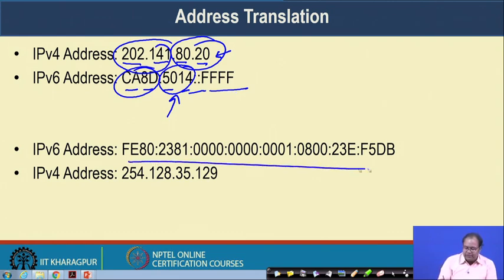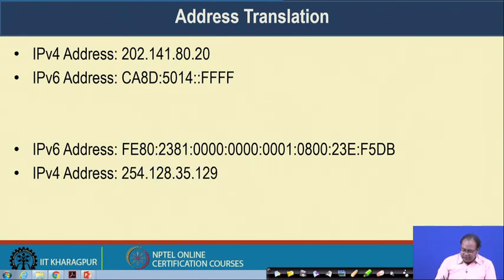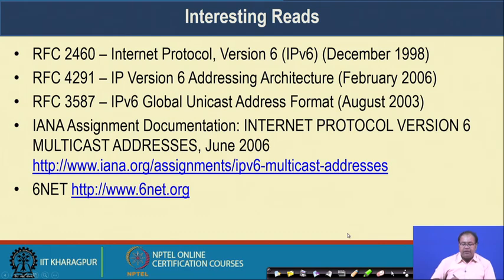And if you have an IPv6 address like this, to convert it to a corresponding IPv4 address, you take the lower order 32 bits, that means this part of the IPv6 address, and convert it to the corresponding IPv4. So, FE means 254, 80 in hex means 128, 23 in hex means 35, 81 in hex means 129. So, your address is 254.128.35.129.